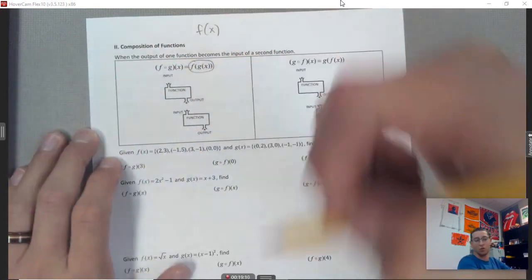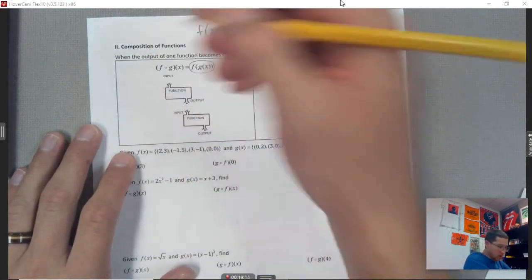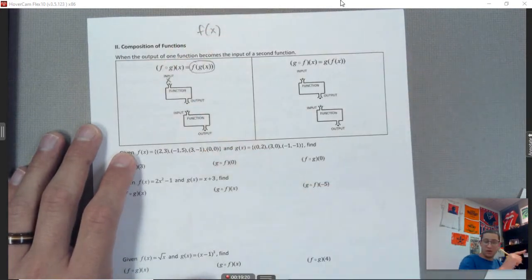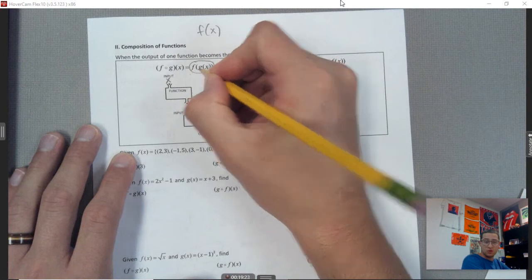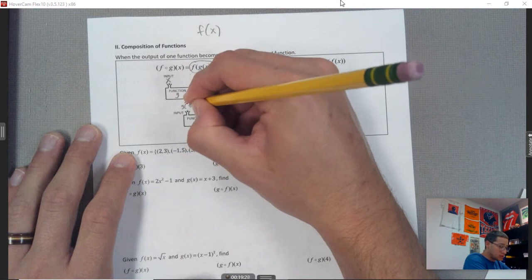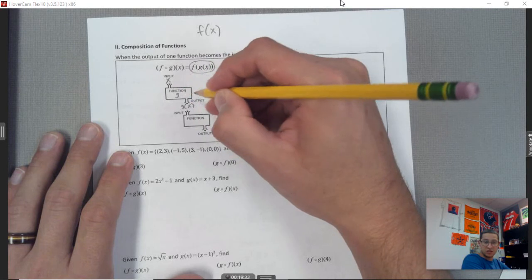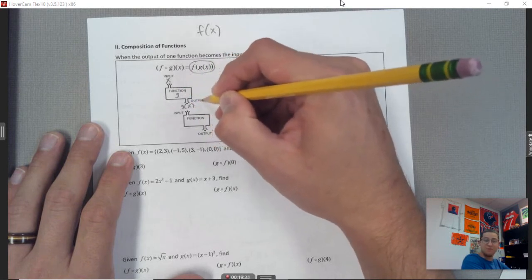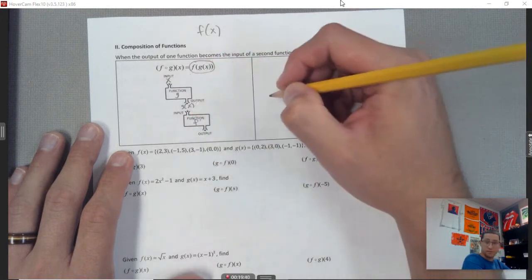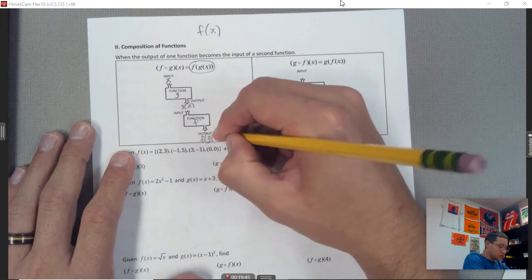So a visual way to think about it is this. For my initial input, I'm inputting x. First I input x into g, and then I get an output of g of x, but then I re-input it. So I'm inputting x into g, I get an output, which is g of x, but now I'm taking that output and inputting it again into f. And then I get out f of g of x.